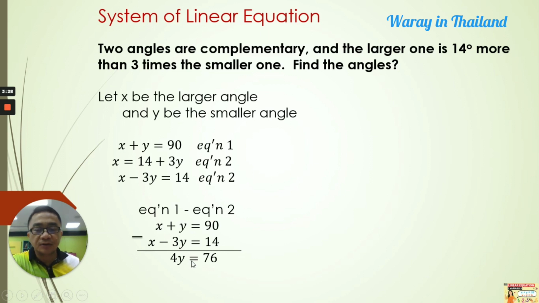So we divide both sides by 4. On the left side will be y, and on the right side we have 76 divided by 4, that is 19.